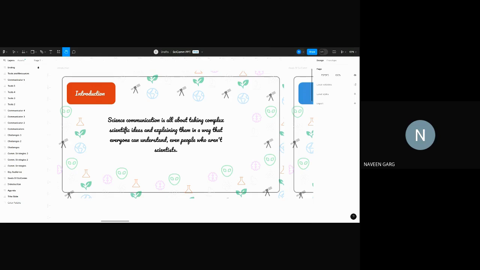But the general public, or the people who aren't really habitual with such unfamiliar terms, often get bored or don't really understand such things. So the purpose of science communication is to make people who are not from the science field, or who are not specialized in the domain, understand those complex subjects in a simple manner.